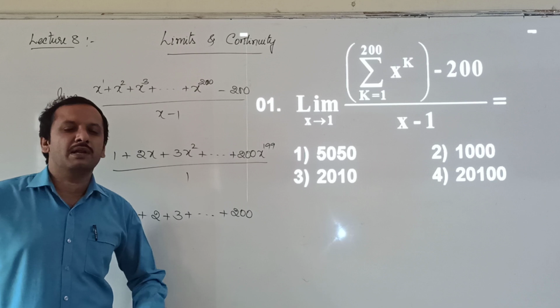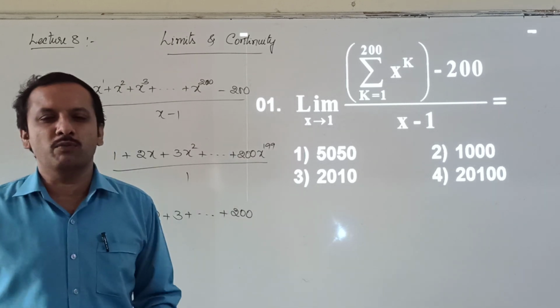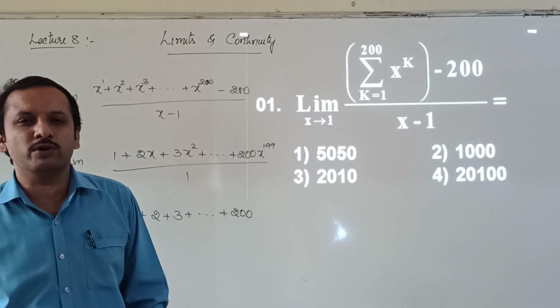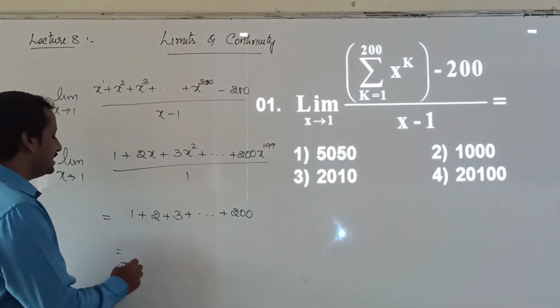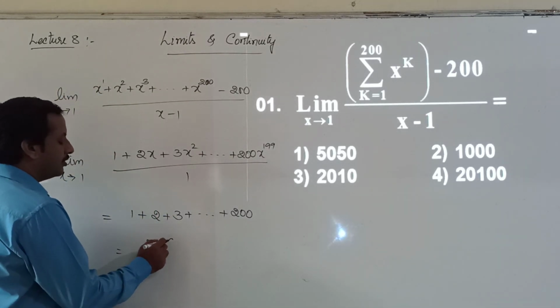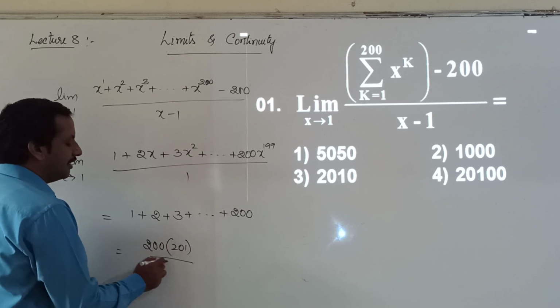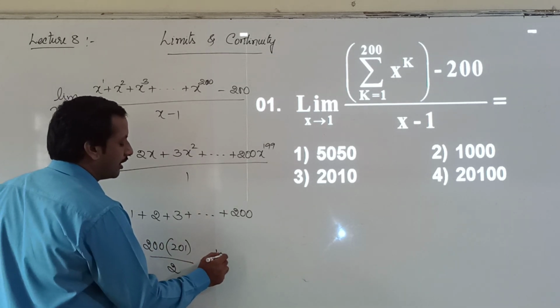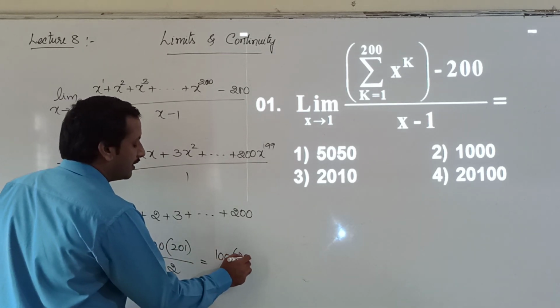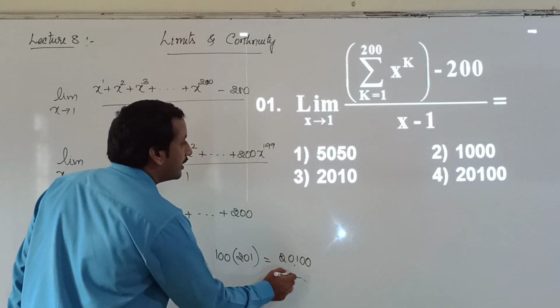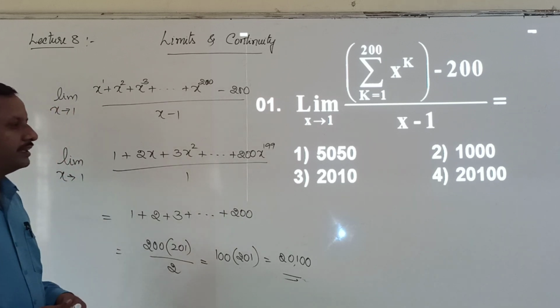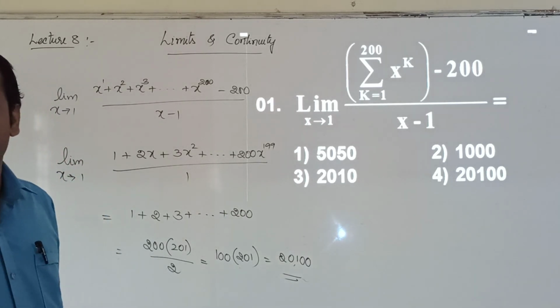So we have the formula 1 plus 2 plus 3 up to n. You know the formula, that is equal to n into n plus 1 by 2. So this is equal to 200 into 201 divided by 2. That is equal to 100 into 201, which is equal to 20,100. 20,100, which is the fourth option.